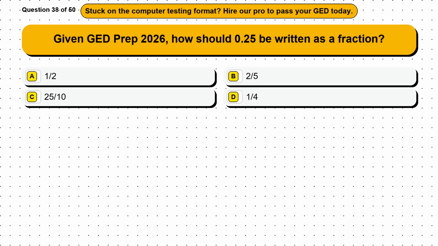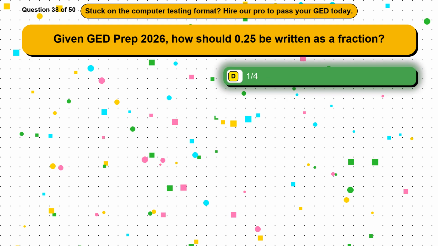Question 38. Given GED Prep 2026, how should 0.25 be written as a fraction? Option A 1/2. Option B 2/5. Option C 25/10. Option D 1/4. The correct answer is option D. 1/4.